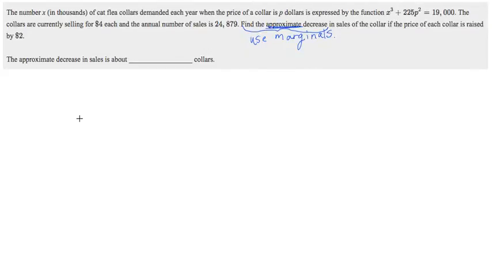Okay, so the number x of cat flea collars demanded each year when the price of a collar is p. What that tells us is that x is a function of p, or x depends on p. So we're dealing with a function of the form x of p. When we find the derivative, we're going to be finding dx/dp because x depends on p. The number of sales depends on the price.